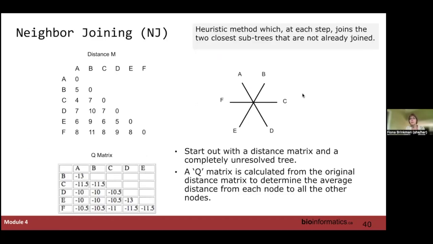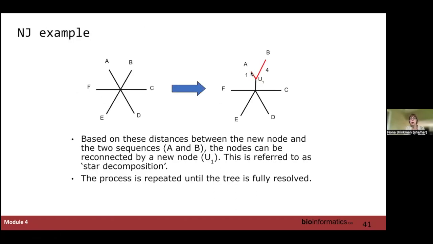Neighbor joining is one example. It's a heuristic method that at each step joins the two closest subtrees that are not already joined. It starts with what they call a star phylogeny, or sort of unresolved tree. You've got all these sequences, and you make a Q matrix calculated from the original distance matrix to look at the average distance from each node to all other nodes. What you're doing is joining those that are most similar.